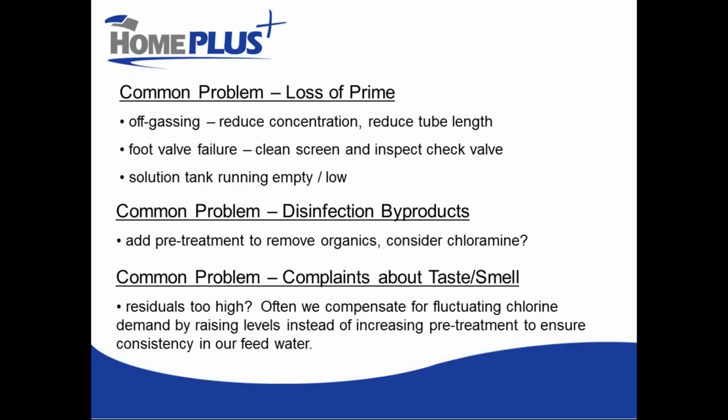but it is something that should be considered. And as another option, and this is more common in larger systems than small and micro systems, you can consider injecting chloramine instead of chlorine. Chloramine is a combination of chlorine and ammonia. And it tends to reduce the disinfection byproduct formation. And it is certainly an option that a lot of larger municipalities and community systems look at.